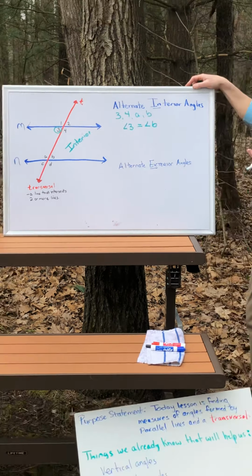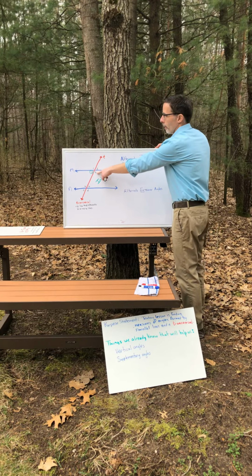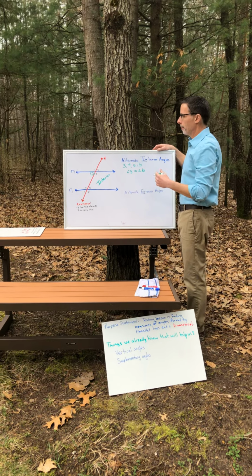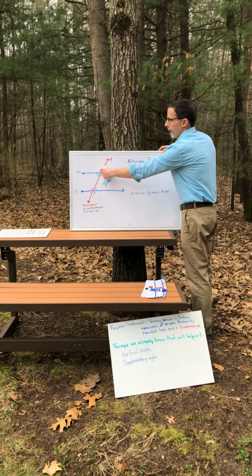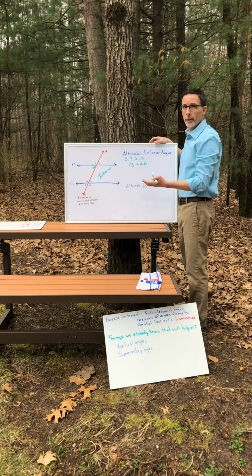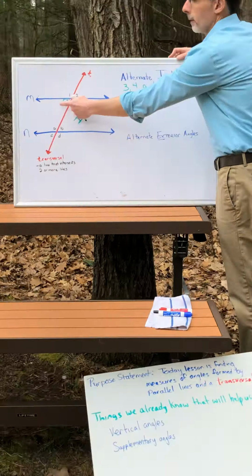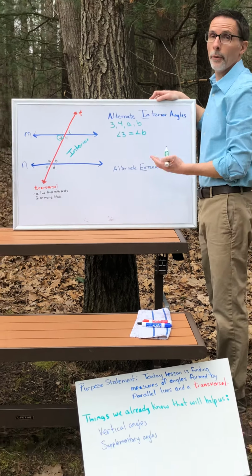Now the question you might be asking yourself is, what about angle 4? That's on the opposite side of the transversal. You're right, but we already know how to compare angle 1, 2, 3, and 4 to each other. We already know how to do that. I know angle 2 and 3 are vertical angles to each other, so they're equal.